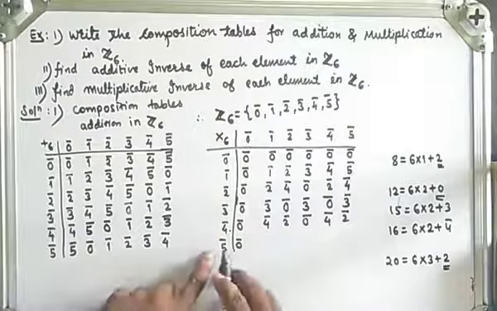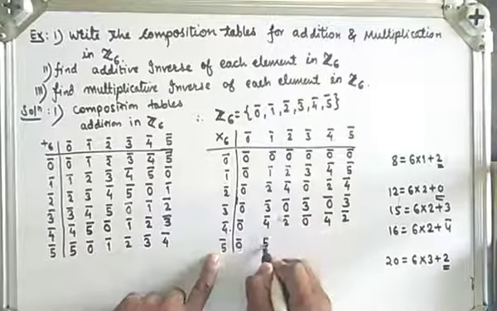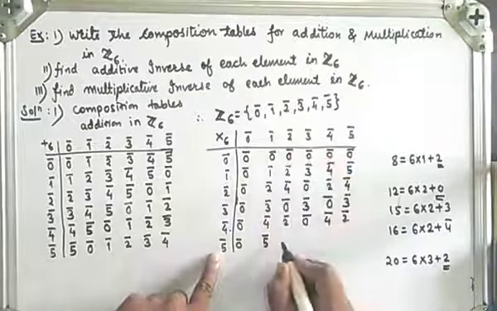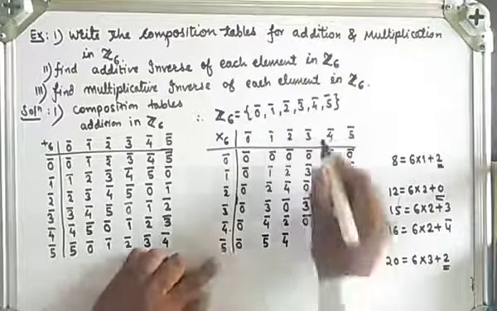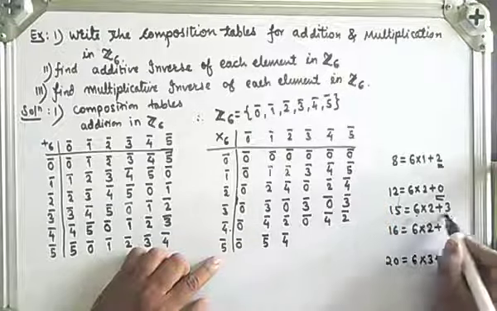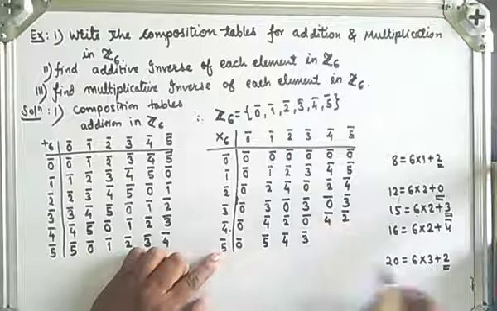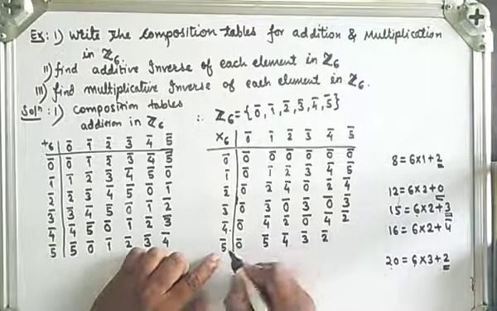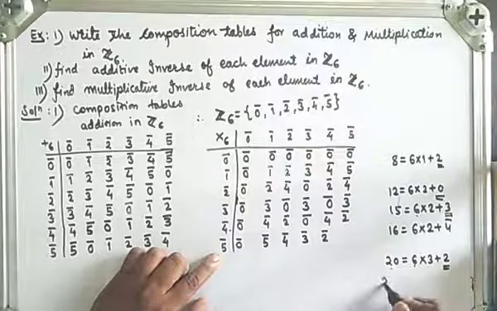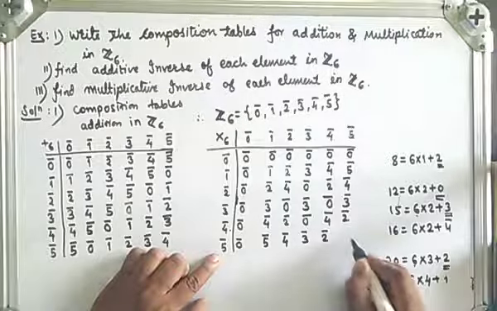Next, multiplication by 5. So 5 into 1 is 5 bar, 5 into 2 is 10, 10 divided by 6, modulo 6 operation, gives 4 bar. So 5 into 3 is 15, 15 divided by 6, the remainder will be 3 bar. 5 into 4 is 20, and divided by 6 we will get a remainder 2. Next, 5 into 5 is 25, when divided by 6, the quotient will be 4, 6 into 4 is 24, and the remainder will be 1.